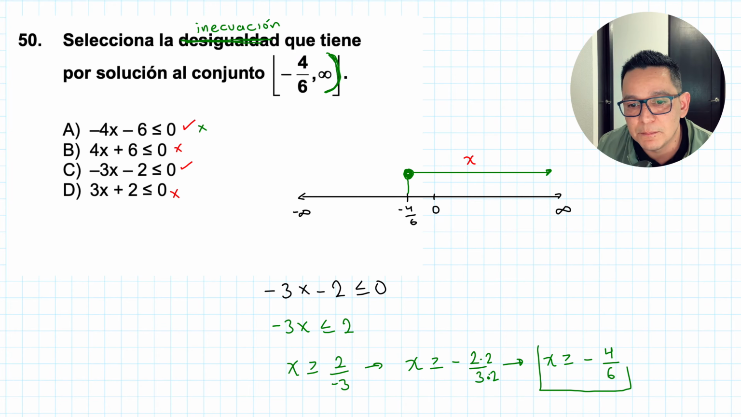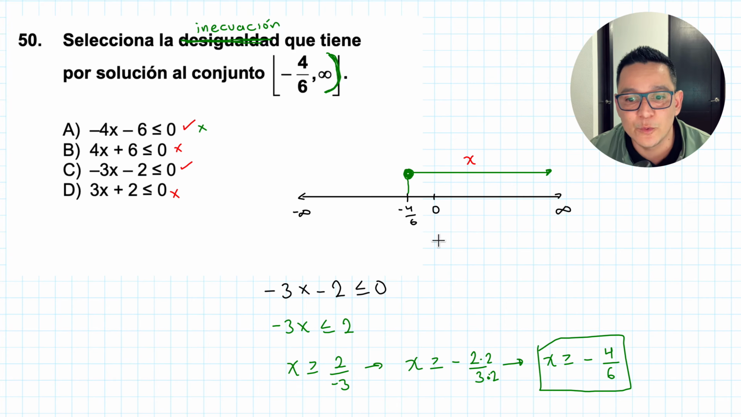That x is greater than or equal to negative 4/6, and that's what the graph shows here, right? X is greater than or equal to negative 4/6. So if that's correct, then the right answer is, in fact, option C. That's it. We're done.